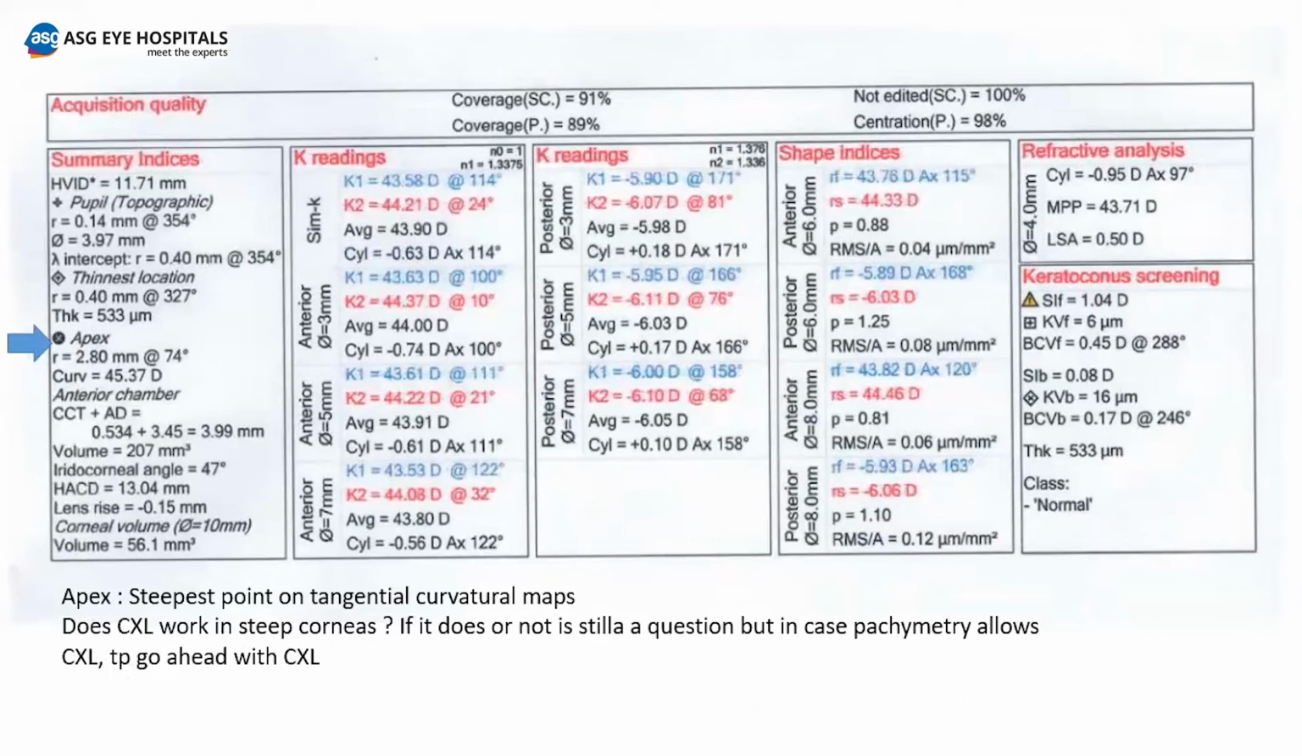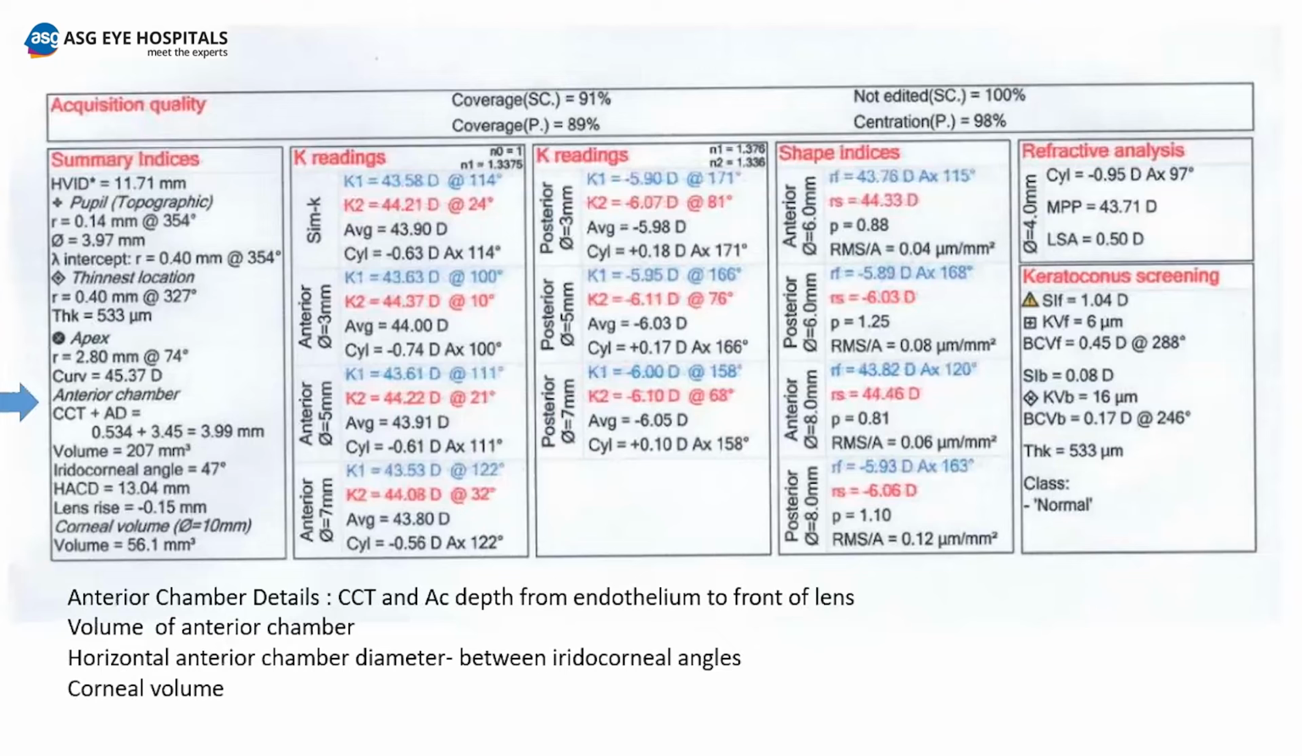Okay. So the next is apex, that is the steepest point on the tangential curvature maps. Now there's a question if CXL works in steep corneas, which is still a question. Sometimes it works, sometimes it doesn't work that much, but in case the pachymetry allows a CXL, please go ahead with it. Then there are other details like anterior chamber details, the CCT and the AC depth, and volumes, and other things.